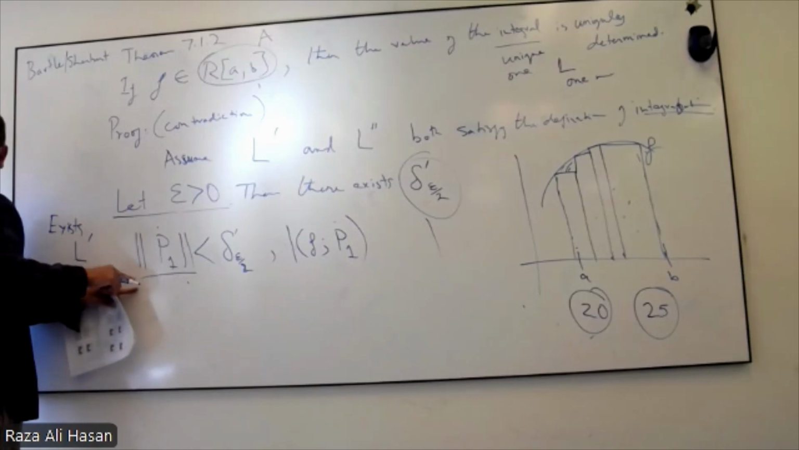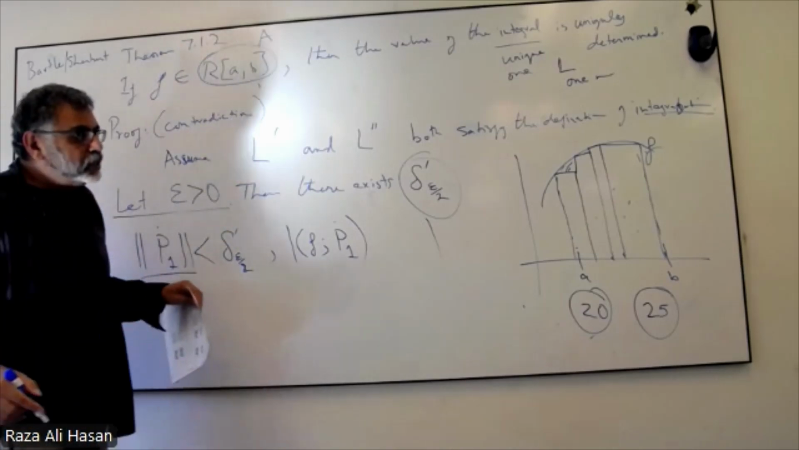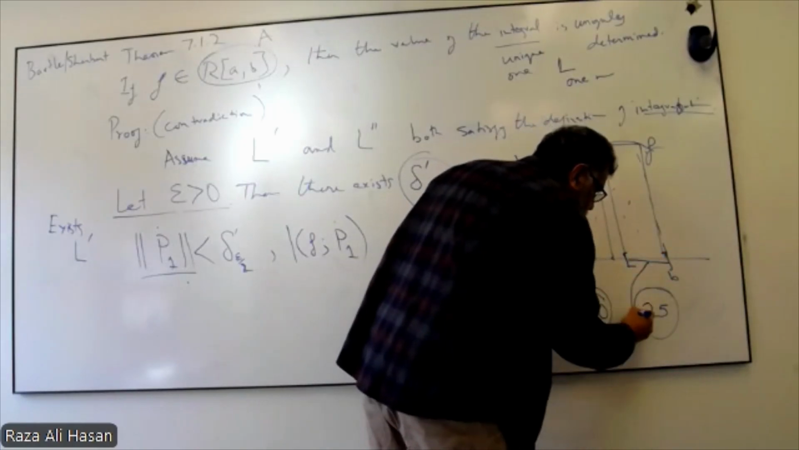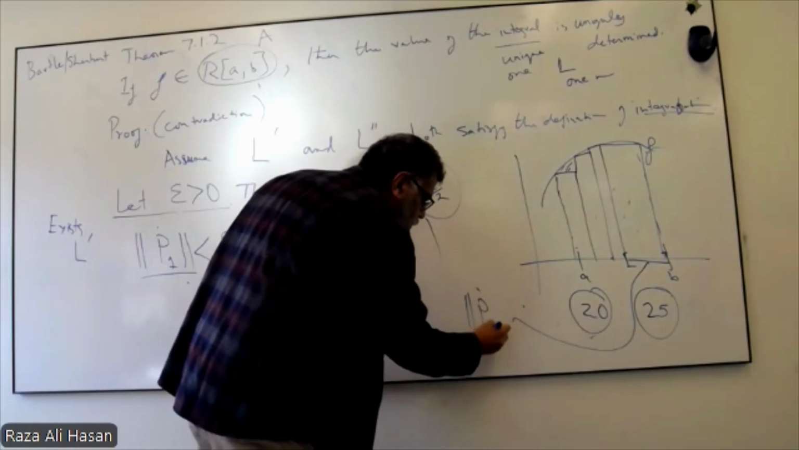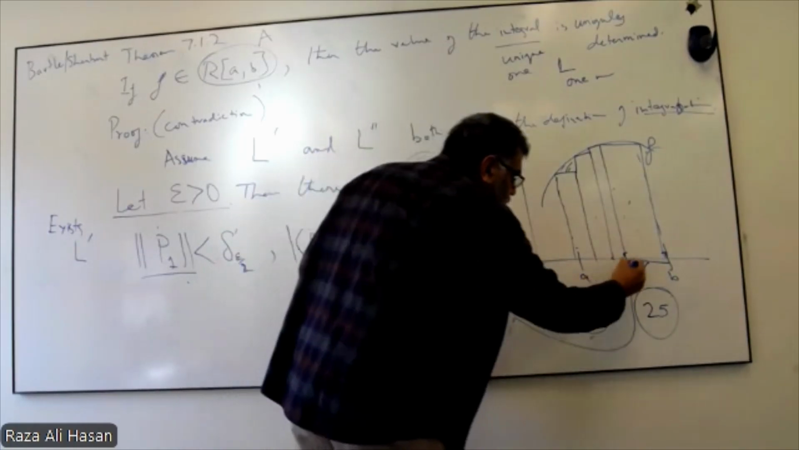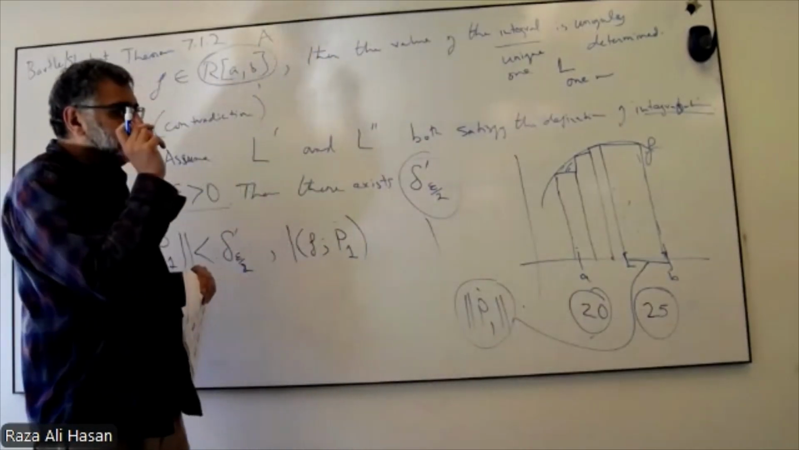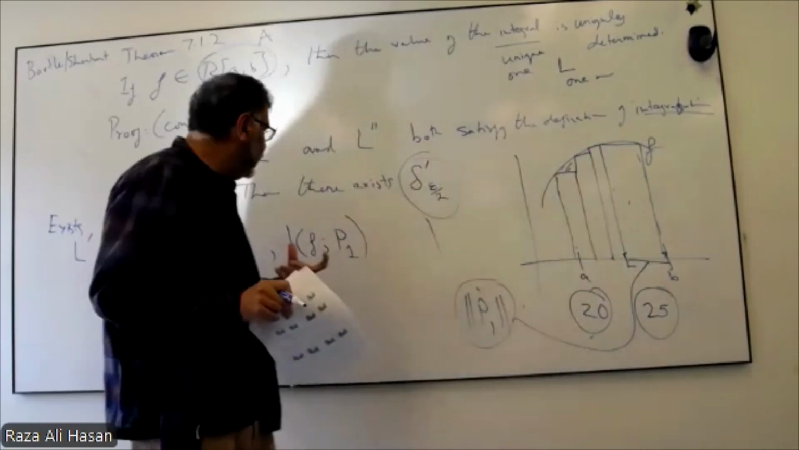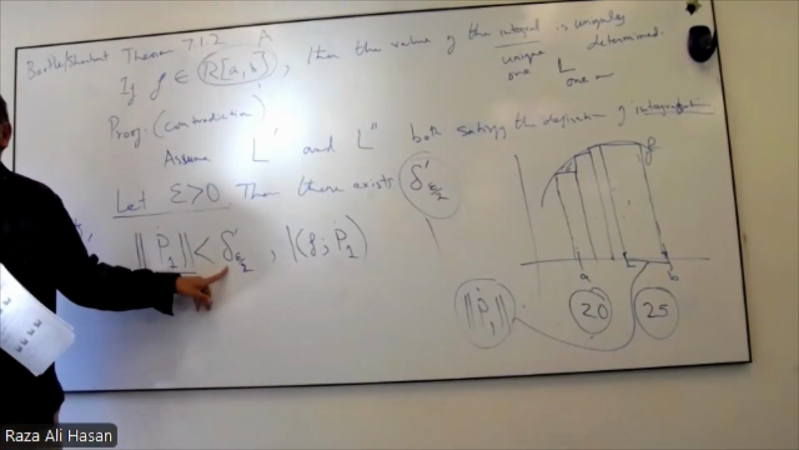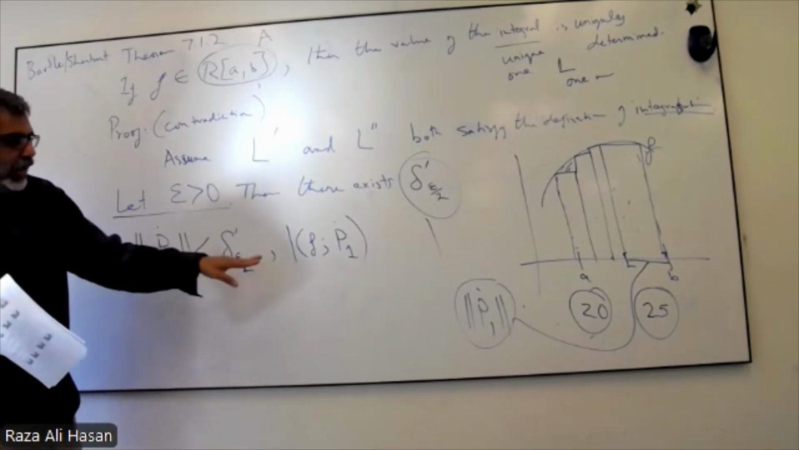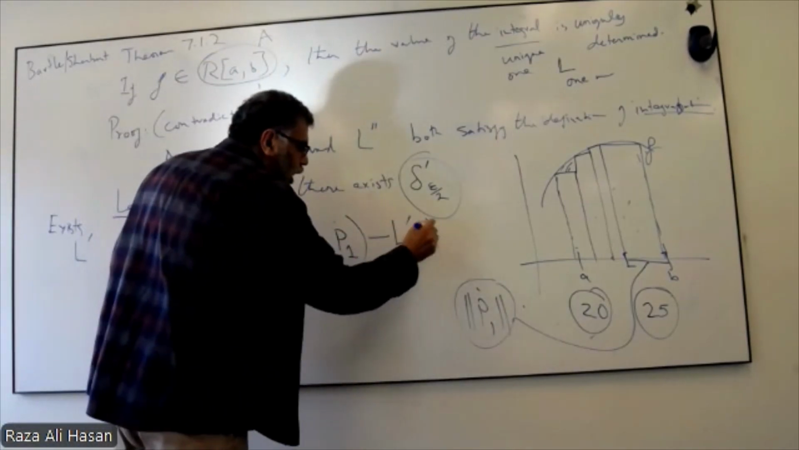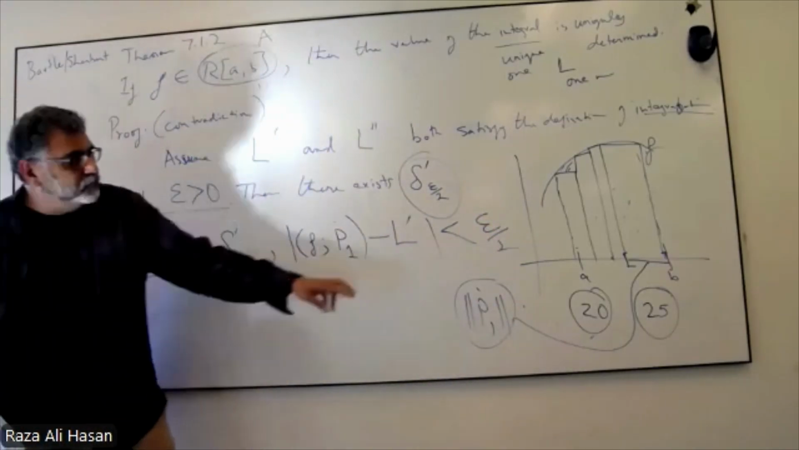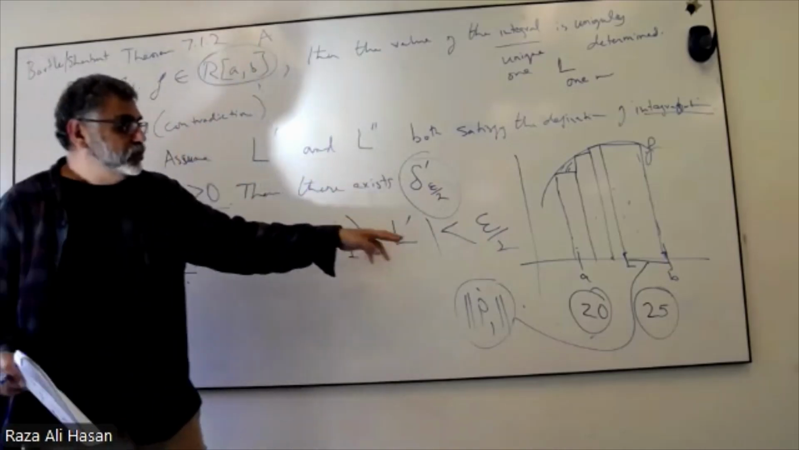This is the mesh, the norm of the partition, which means that it is this length right here. This thing here is the length of this thing. So we take the rectangle with the widest base, and that length better be very small, or better be less than this delta, and then this has to have L prime, and then this is less than epsilon. So we divide it by 2. If we just had 1, then we would be just using that.